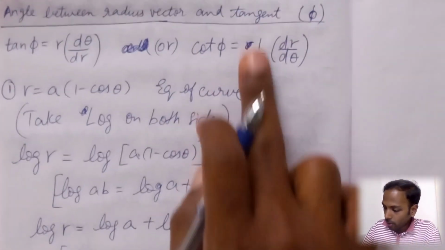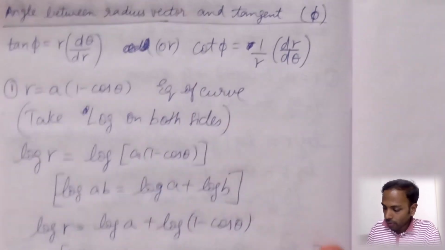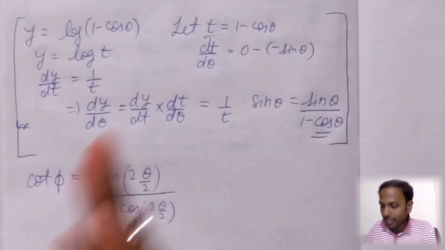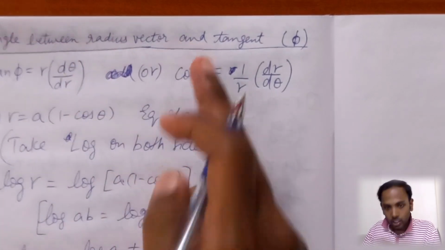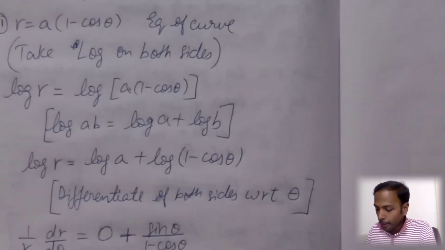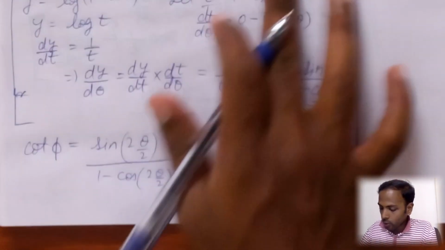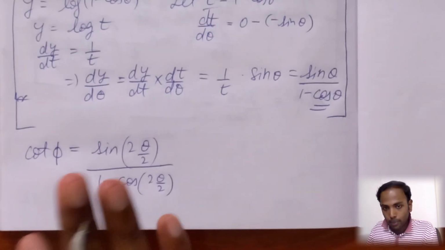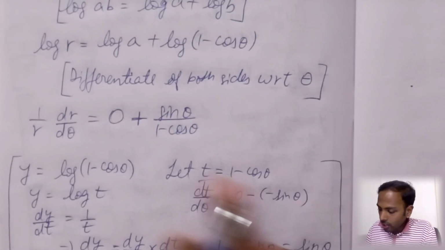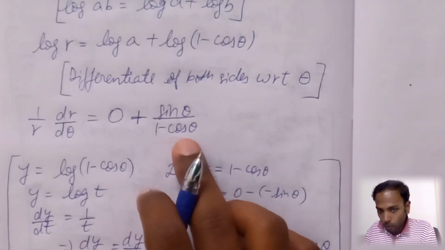There is a direct formula, 1 by r into dr by d theta is cot phi. So I replaced it with cot phi, because the entire goal is to find phi, because phi is nothing but the angle between the radius vector and the tangent. So focus like that. We changed it into cot phi, so we somehow brought phi into the expression. And RHS is sine theta by 1 minus cos theta.